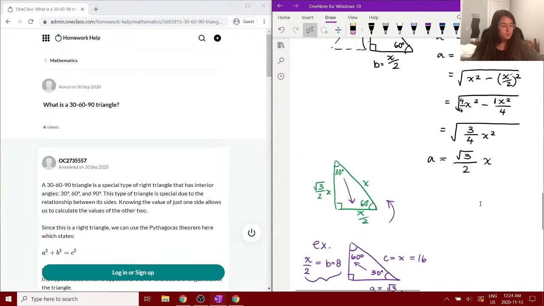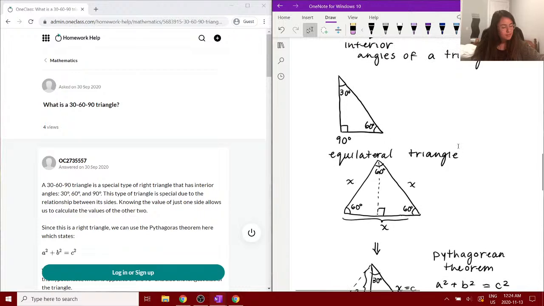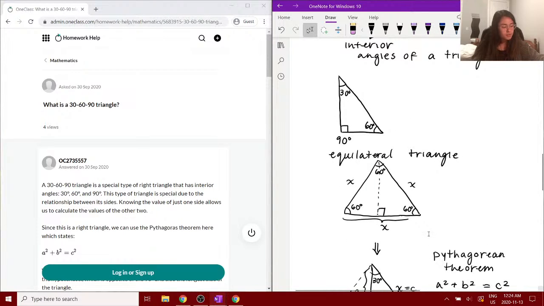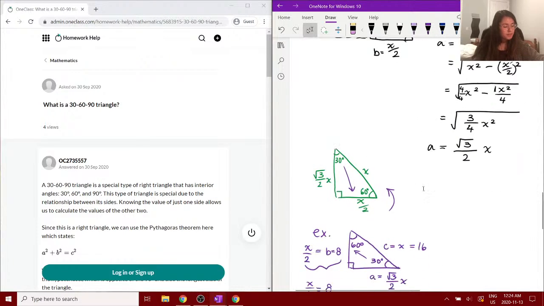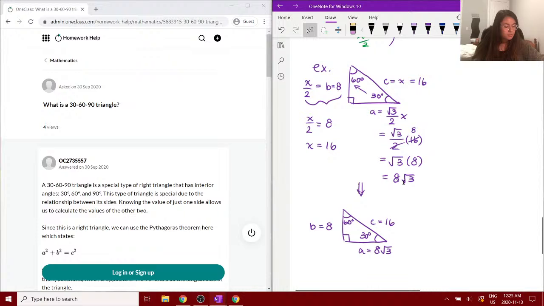So we were able to see what the 30, 60, 90 degree triangle is, like how we got to it from an equilateral triangle and the Pythagorean theorem, so that we are able to find this special triangle. Label it special triangle, meaning that if we are given one of the side lengths, we are able to find the other two side lengths as we saw in this example. And that's it for this question.